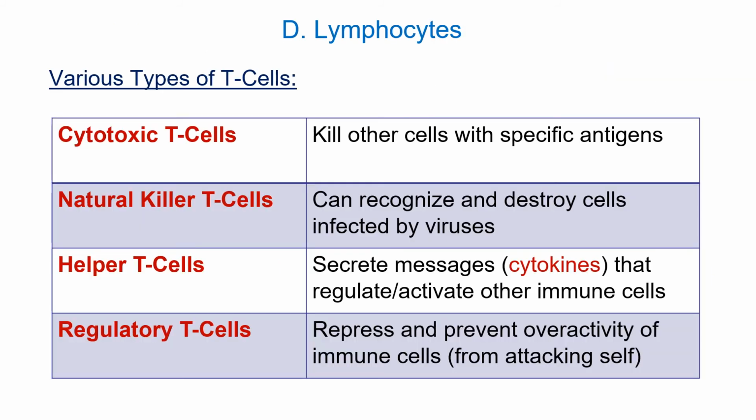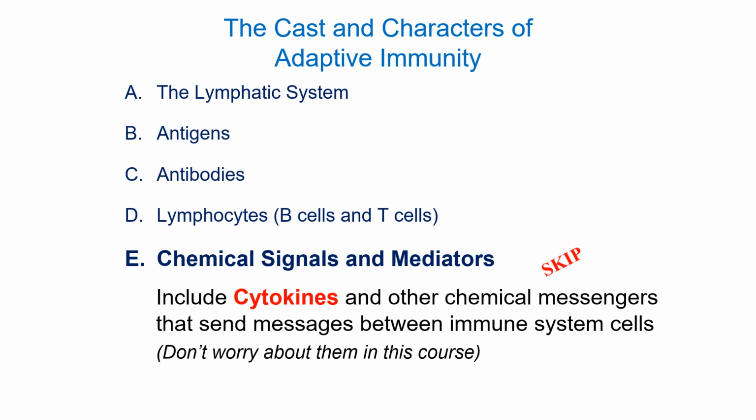So there are many types of lymphocytes, particularly these T cells. I don't want you to get caught up too much in all the different types of T cells. There are more than 4 types. You can see some of them are involved in cytotoxic killing, some are involved in regulation, and all those types of things. Again, I don't want you to get bogged down in all the details. So one more thing is Part E, chemical signals and mediators, cytokines and interleukin and things like that. We are going to skip that this semester.